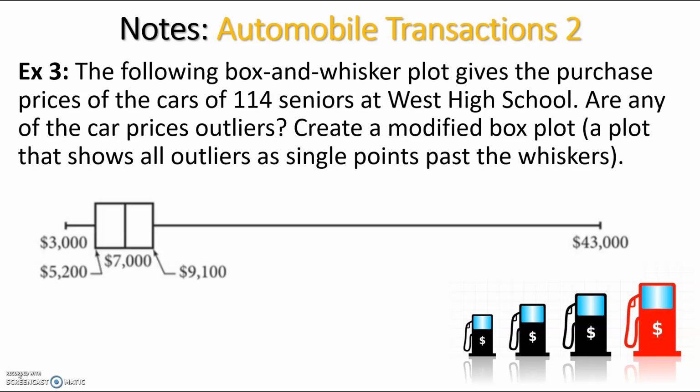Example 3. The following box and whisker plot gives the purchase prices of the cars of 114 seniors at West High School. Are any of the car prices outliers? Create a modified box plot, a plot that shows all outliers as single points past the whiskers.